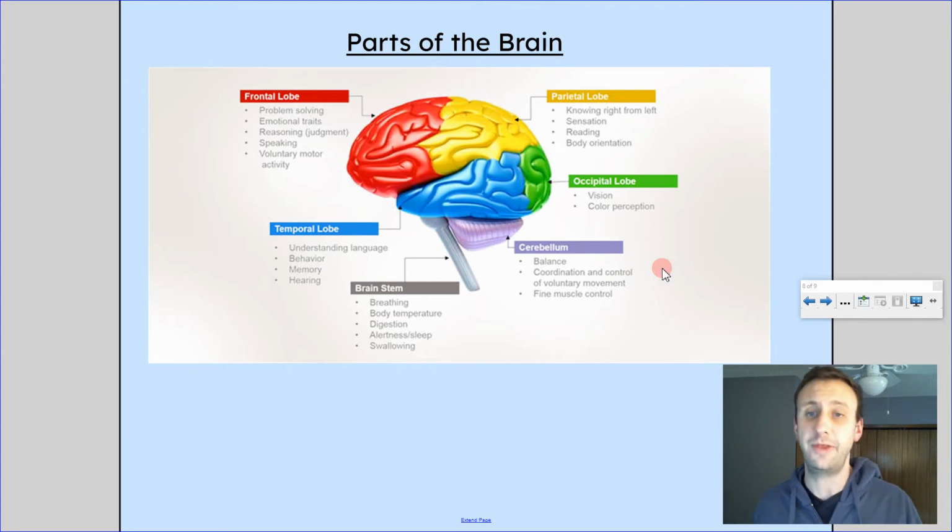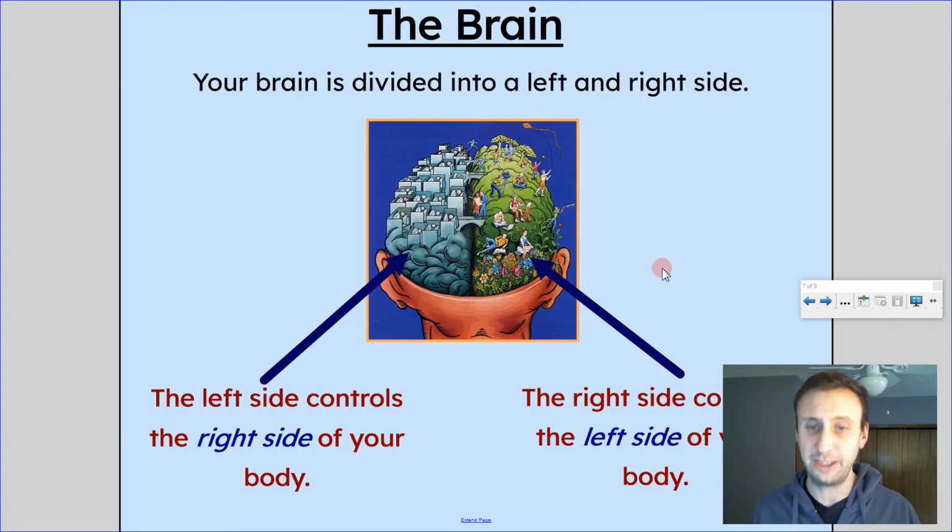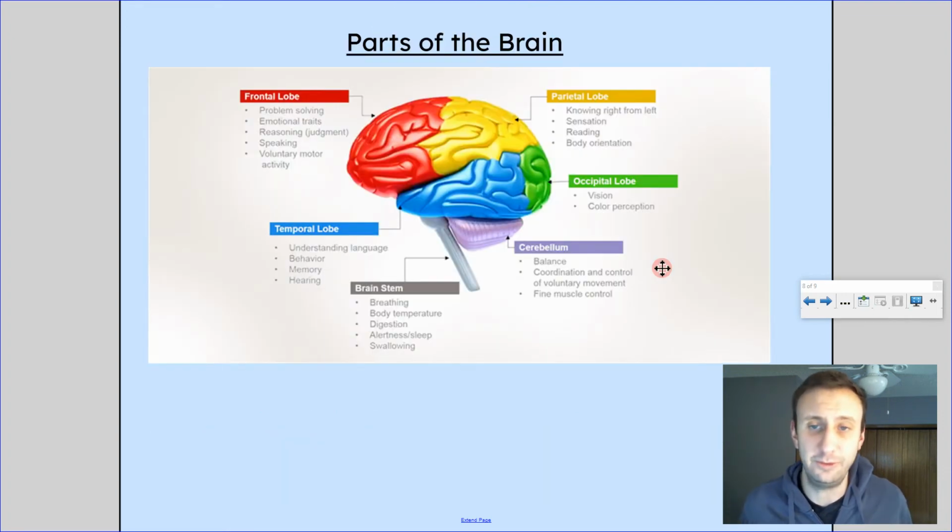You do have to know that the left side of your brain controls the right side of your body, and the right side of your brain controls the left side of your body, but that's it. But if you take a look at this, you can see all of these different parts of your brain. The parietal lobe up here is knowing your right from left, sensations, being able to read, body orientation, all that kind of stuff.